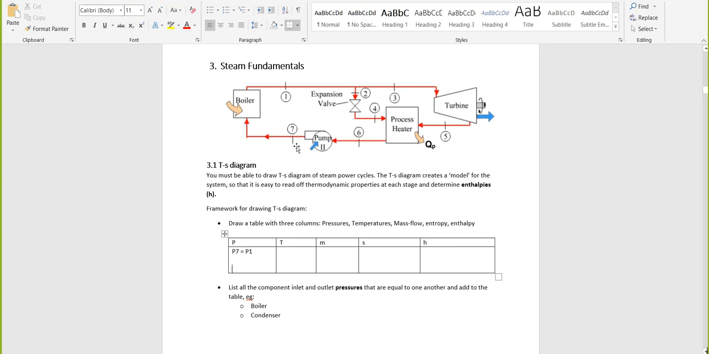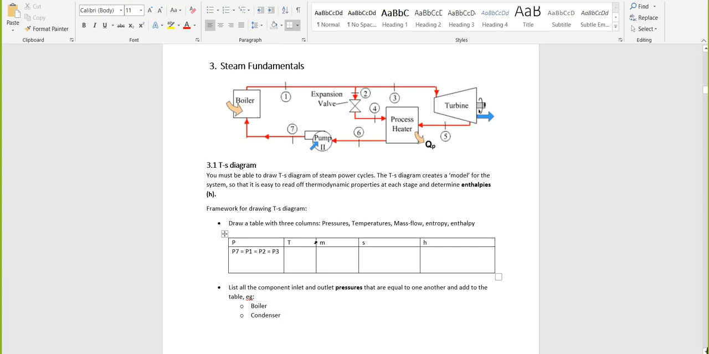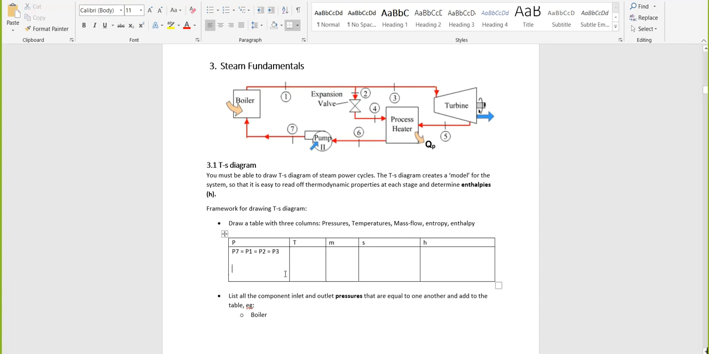You need to know your pressures. If you know the pressures, then it's quite easy, right? We know that P7 equals P1, which equals P2, which equals P3. Let's list it like that. Just going to move this a bit so that I have more space for these pressures. So we have P7 equals P1, which equals P2, which equals P3. We know that through your process heater, the pressures are always constant, so P4 equals P5, which equals P6.